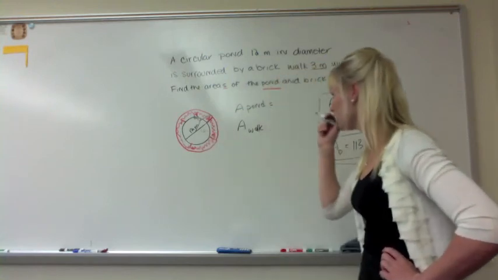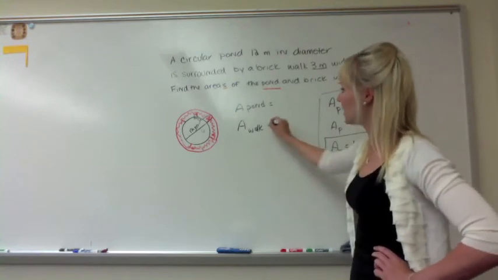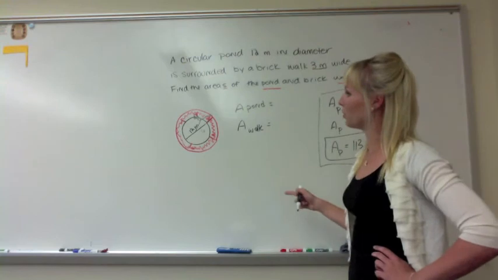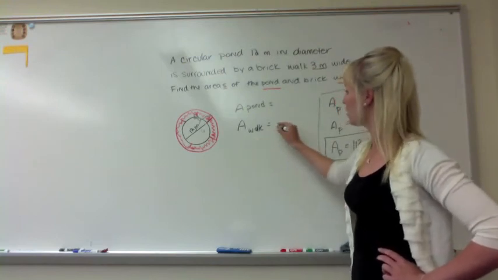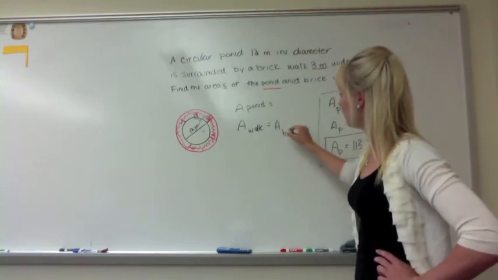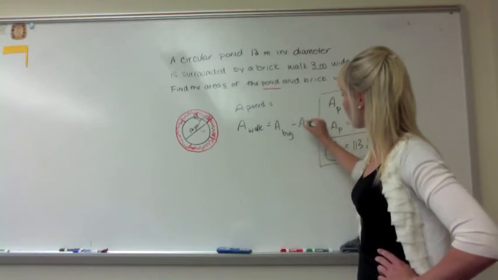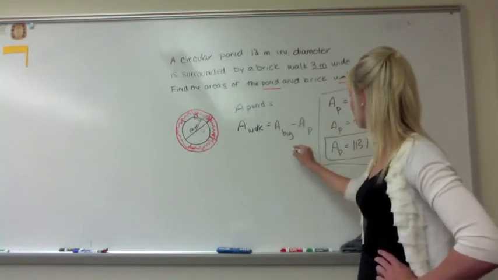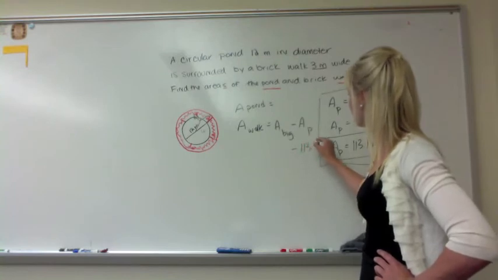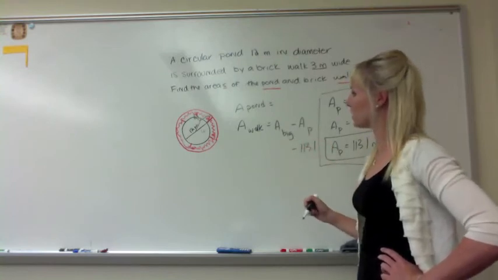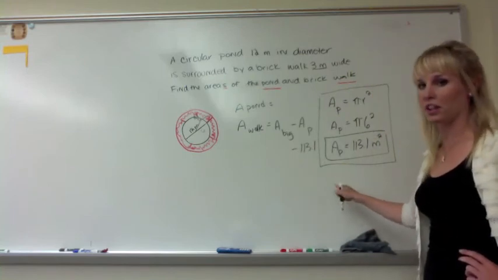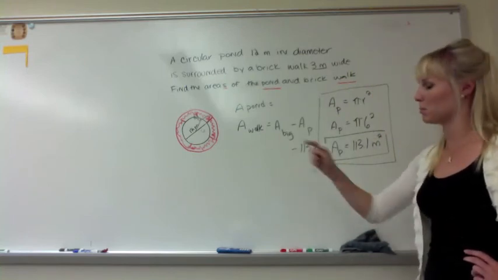So we can find the area of the big circle, right? And we already know what the area of the pond is. So in order to find the area of the walk, we take the area of the big circle and then subtract the area of the pond. We know what the area of the pond is. Now we have to find the area of the big circle, okay? So let's go ahead and start out with our formula. Since there's not enough space over here, I'm going to move over here.